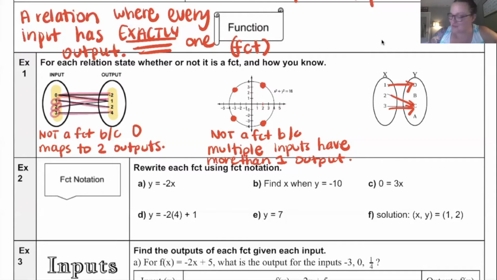I know it's kind of confusing. So, yes, it is a function because each input has exactly one output.